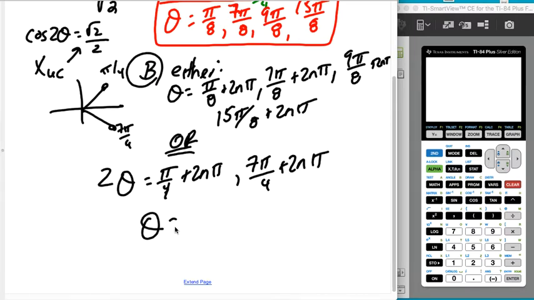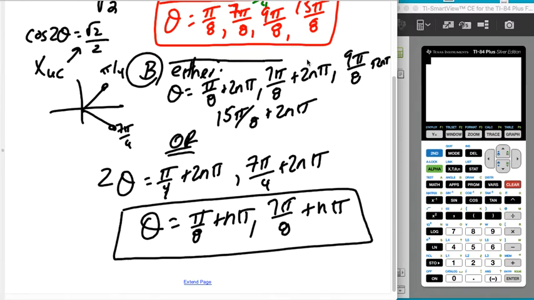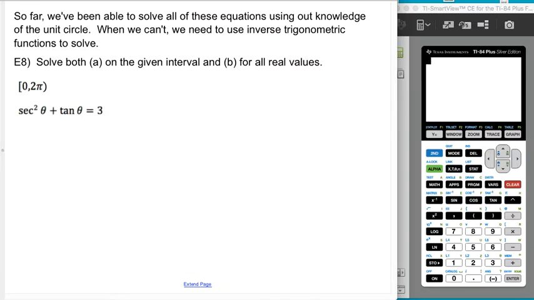So if I divide everybody by 2, I'm going to get pi over 8 plus n pi and 7 pi over 8 plus n pi. And I promise you that those are the same answers. So you could either do this or do this. Either of them would be fine. All right. So last 2 examples.